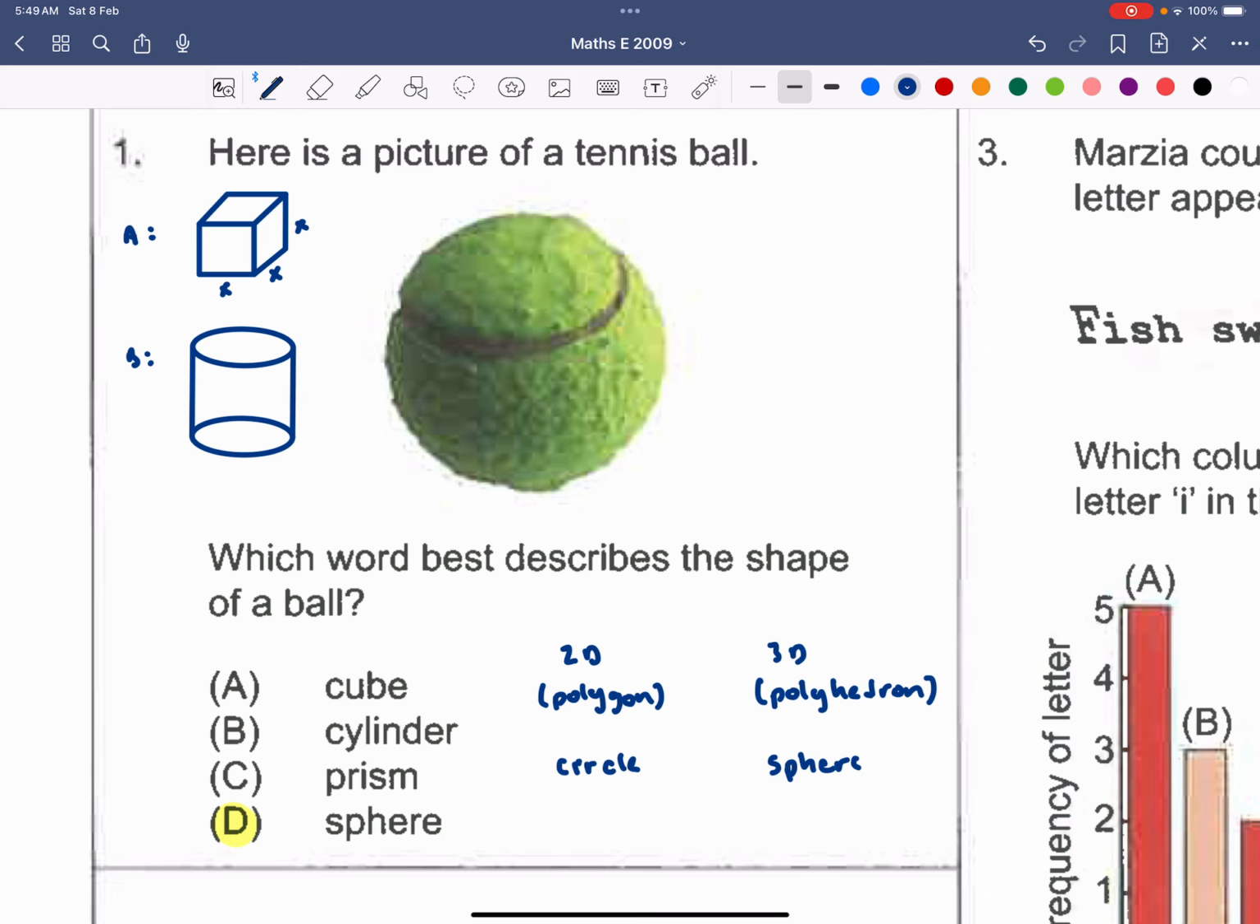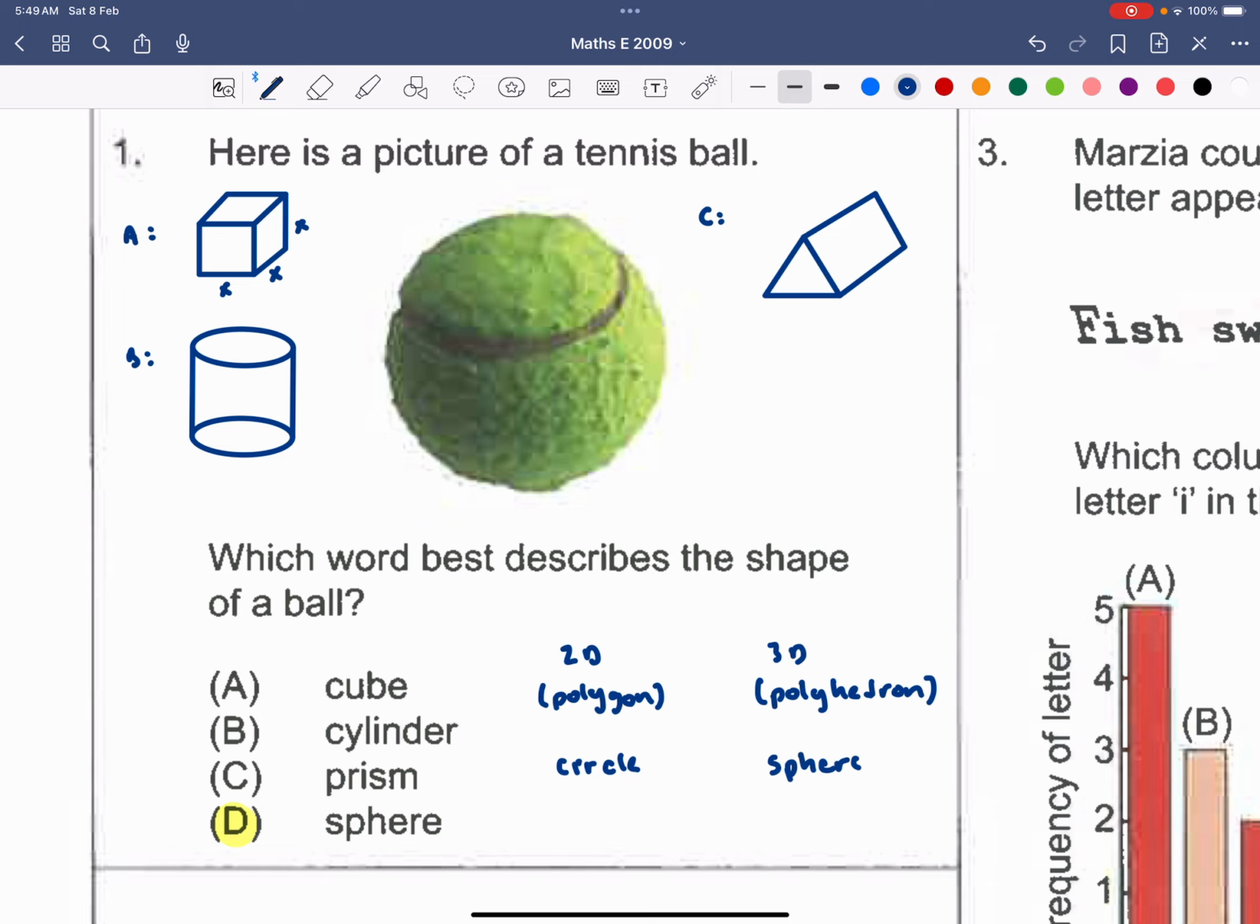And option C was prism. Now, prism basically means that it's got a uniform cross-section, okay? Uniform means same. So what I mean by that is this is an example of a prism. For example, this would be a triangular prism. You can see that it has a triangular base, and then it just extends onwards for a particular depth, okay? So this is a triangular prism.